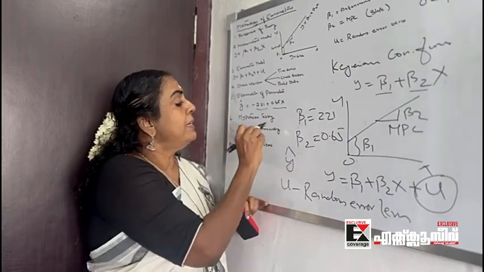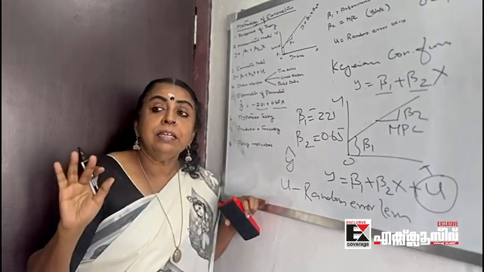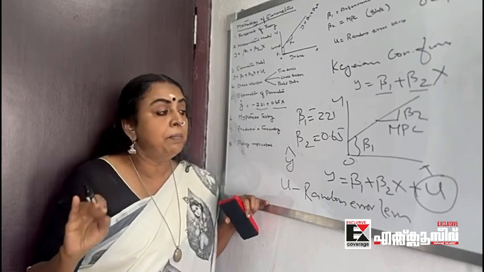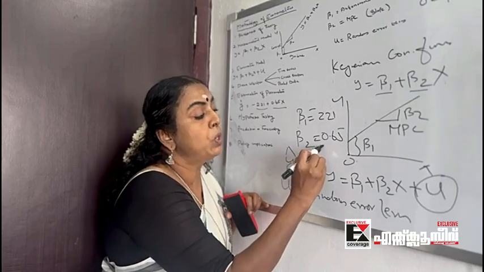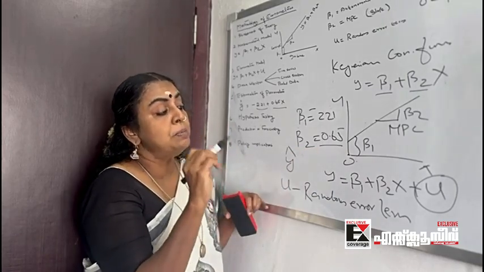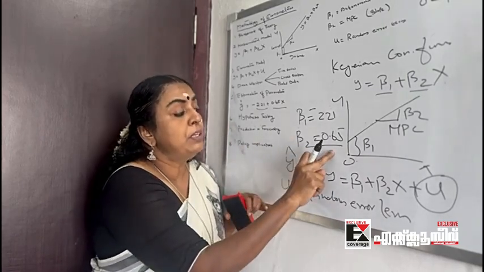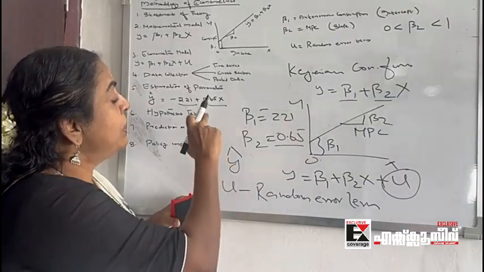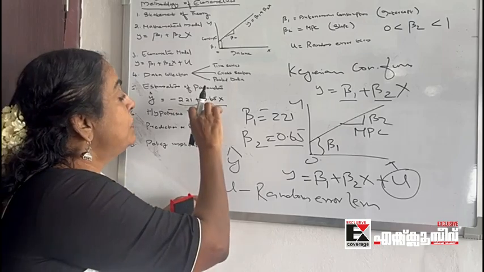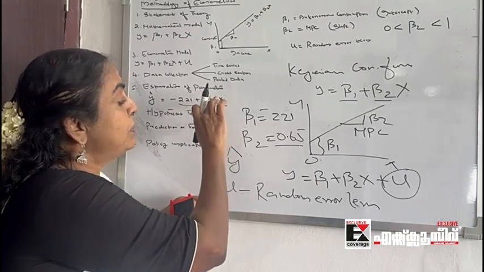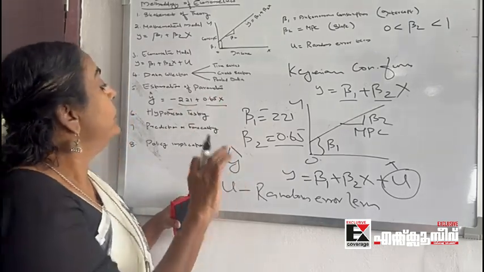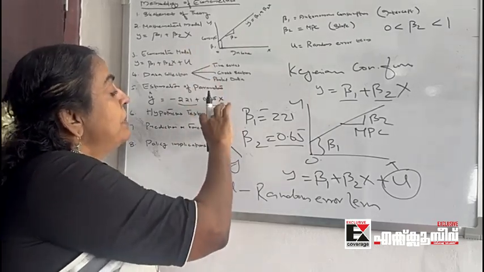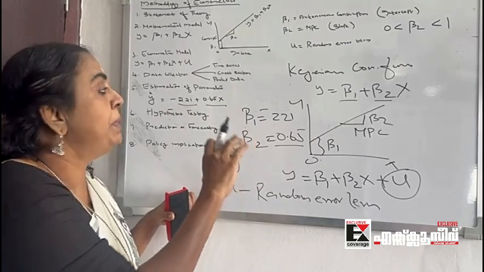Then you can test your hypothesis. Your hypothesis is that when income increases, consumption also increases, but by less than the increase in income. Here, your marginal propensity to consume is 0.65. So when income increases by 1 unit, consumption expenditure increases by 0.65 units. So our theorem is proved, that is, when income increases, consumption expenditure increases by less than the increase in income. It's only 0.65.